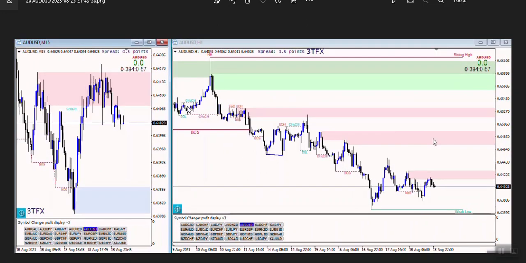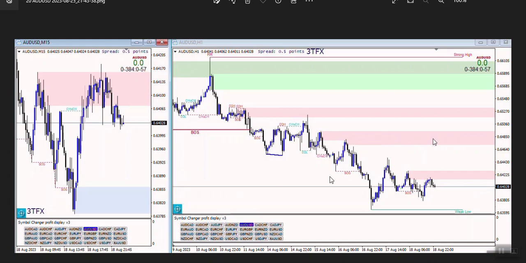Then I also look at AUD USD, where I said if price pulled back to this order block, then I was going to look for a sell setup. So this is the second trade. I promised to explain the setup and the entry.